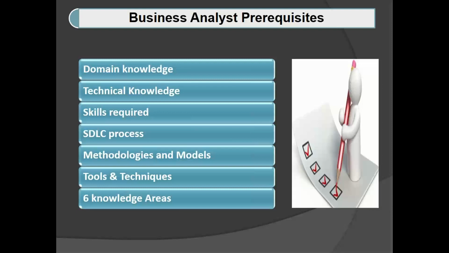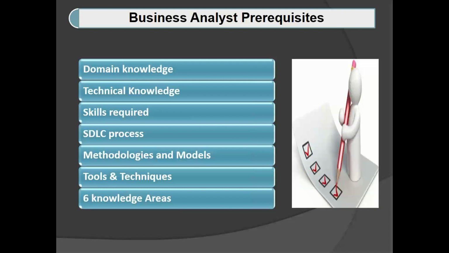That means to work as a BA, or in order to do your job without any problems, you should know about all these 7 prerequisites. Okay, so let me explain each of them in detail. First one is domain knowledge.